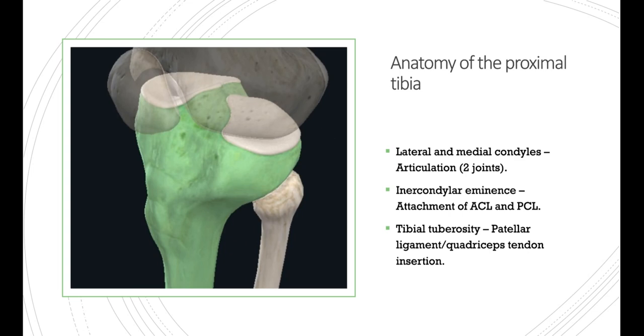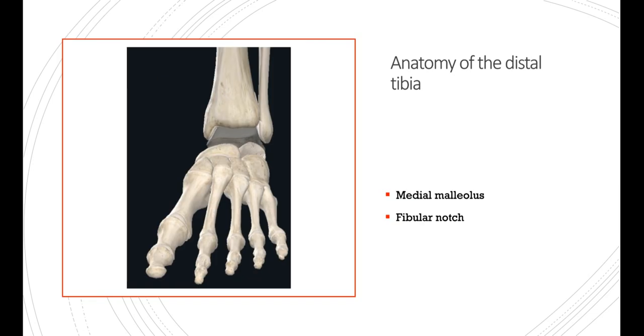tibiofibular joint. And on here there's no fibular notch on this side on the proximal tibia, because the fibular head attaches to the lateral condyle. But on the distal tibia, there is a fibular notch where the distal end of the fibula attaches to. So I got that bit wrong.